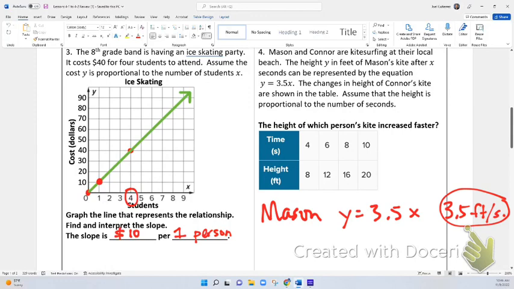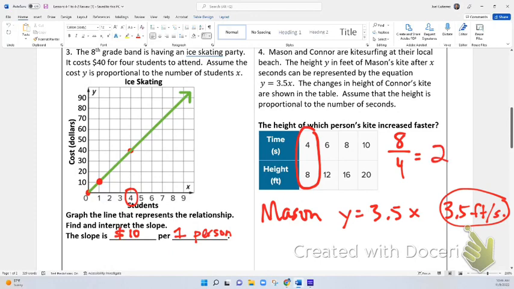And then in order to find out how far up Connor is going, we need to look at the table. So for the table, in 4 seconds, how high up has Connor gone? 8, right? So he's gone up 8 feet after 4 seconds, 12 feet after 6 seconds, 16 feet after 8, 20 feet after 10. How many feet is he going up per second? I hear a 2 and a 4. So here's what we're going to need to do. We're going to need to take the 8, divide it by 4.